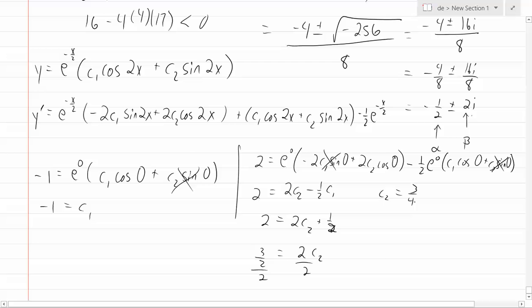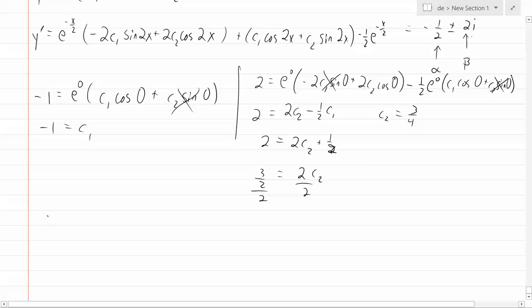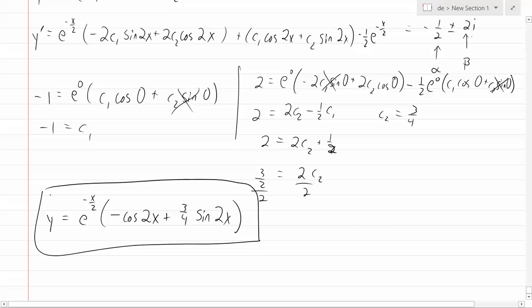Alright, so the solution to that initial value problem is y equals e to the negative x over 2 times, so we plug in our c sub 1 and plug in our c sub 2. So that's going to be negative 1 cosine 2x plus 3/4 sine 2x. That's the solution.